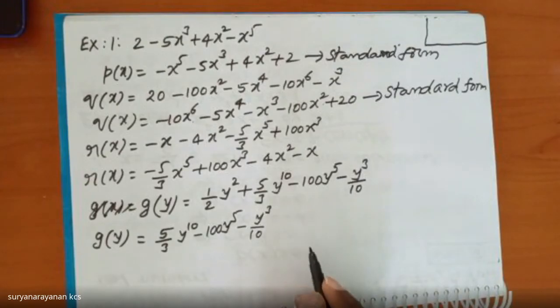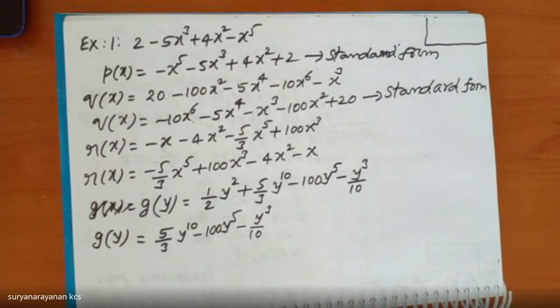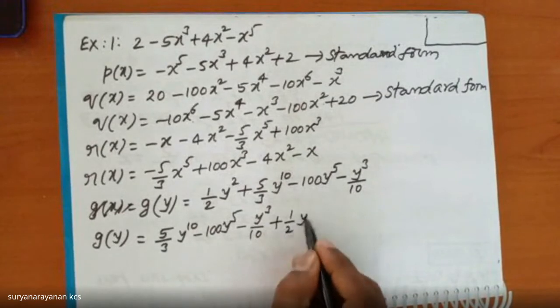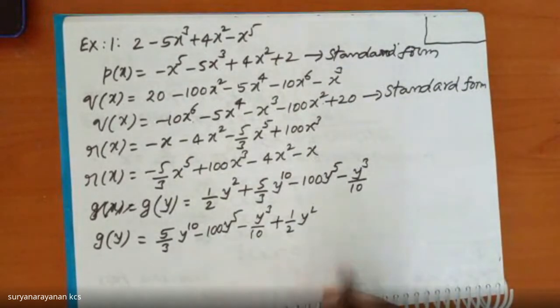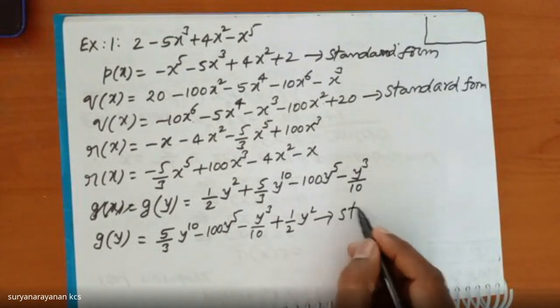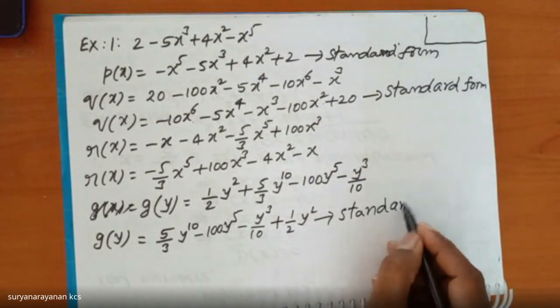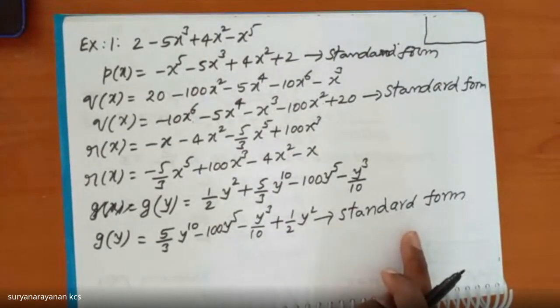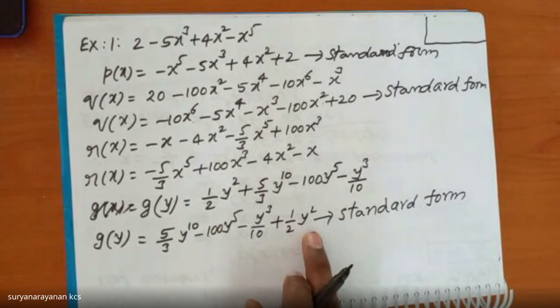1 by 2 y power 2. Before 1 by 2, no sign. What should be taken as a sign? Plus sign or minus sign? Plus. Then why didn't you tell that plus sign? Plus 1 by 2 y square. Okay, so this is called the standard form of a polynomial. Understood this point, my children? How to arrange the terms of a polynomial in the standard form.